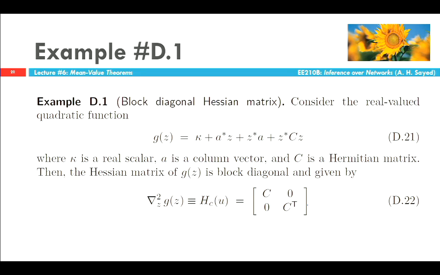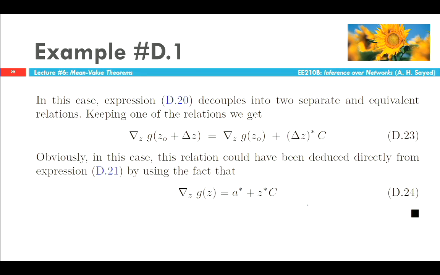And this is the example. If my cost function is quadratic, the Hessian is block diagonal, then you throw away, for example, the second line, and you just write down the first line. The first line involved gradients relative to z star. I conjugated and I wrote it relative to z. Okay? So for a quadratic cost, this is exact.